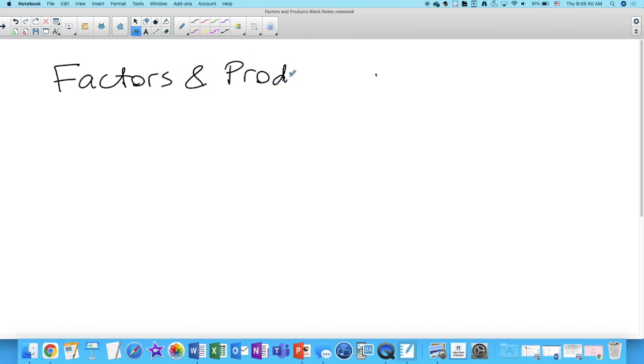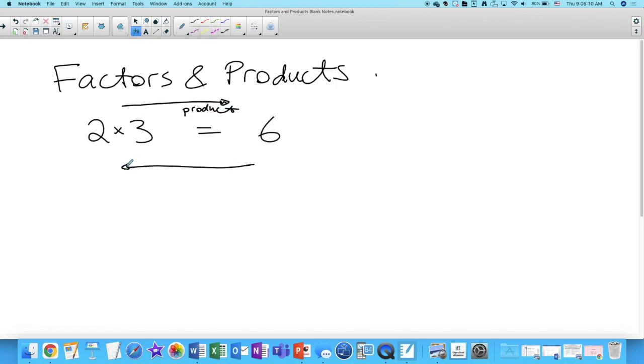Well, let's start out with numbers. If you're finding a product, what are you figuring out? Yeah, the answer for multiplication. So if I do 2 times 3 equals 6, going in this direction means I'm finding a product. What if I go in this direction? Take the 6 and I break it up into 2 times 3. Yeah, you're factoring.